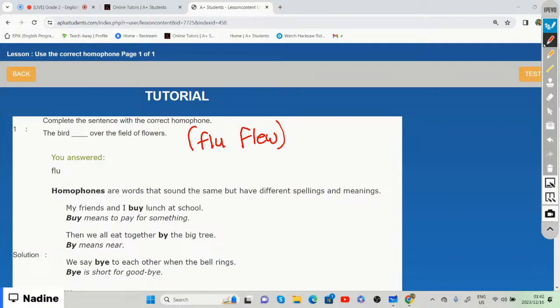So flew, we need to choose the correct flew. The bird flew over the field of flowers. And if we choose the correct one, we will choose this one, flew. So it says the bird flew over the field of flowers. The other flu, it means when you're ill, right? You have the flu.